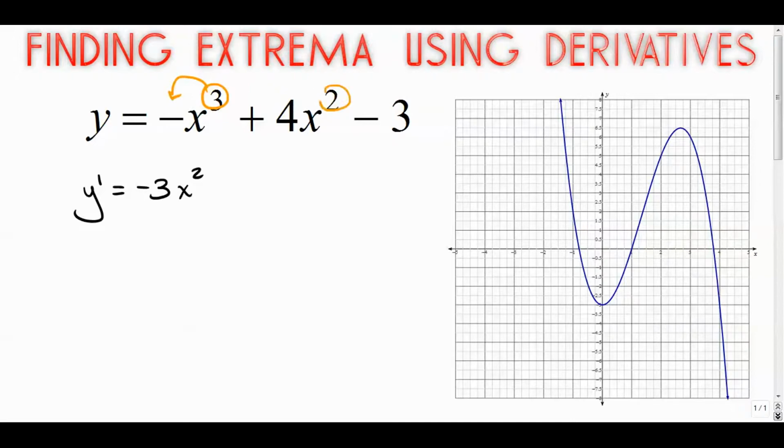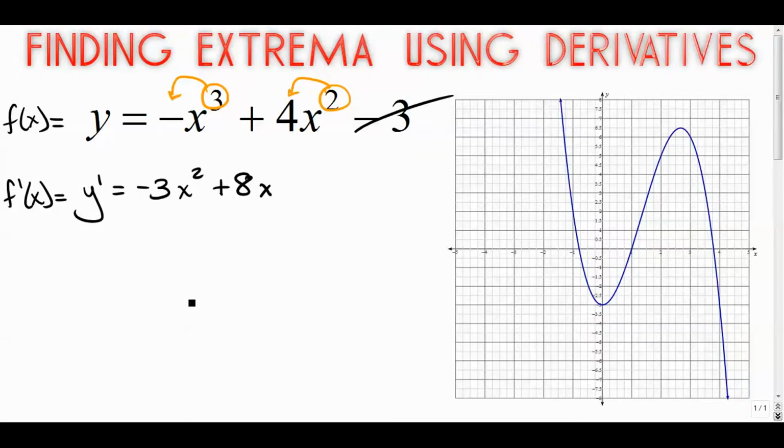But 2 times 4 is 8. That's plus 8x, and then just bring that power down by 1. Constants disappear. And of course, we don't actually need to write this power of 1. So there's our derivative. It's denoted by y prime. If we started with f of x, it would be f prime of x.